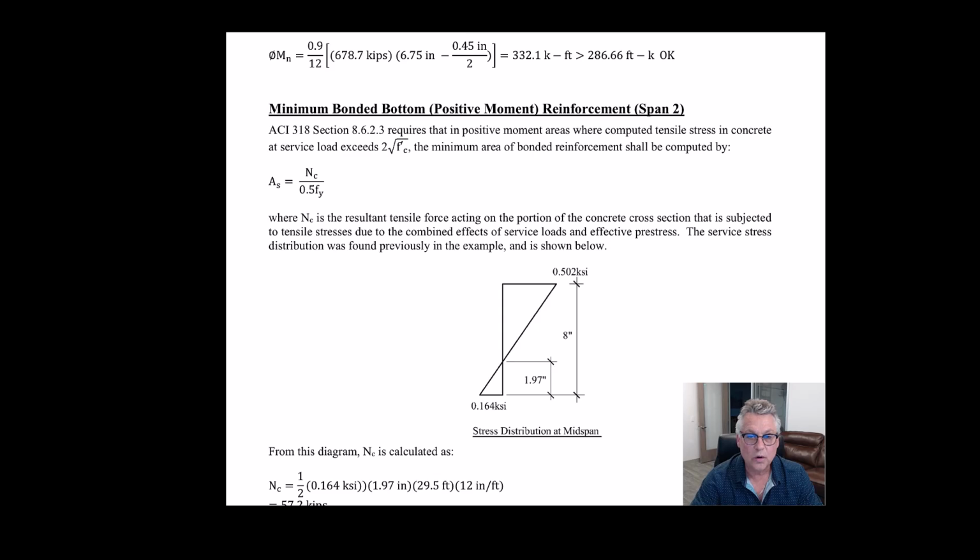Now, one of the worst design decisions I ever see are people limiting their bottom stress to less than 2 square root f'c. They actually set that in the program and force not needing bonded reinforcement. I can't emphasize enough that bonded reinforcement is your best friend. The best designs in post-tensioning have the least amount of post-tensioning. So if you are limiting your bottom stress to 2 square root f'c, you're probably putting in more post-tensioning than you would otherwise.